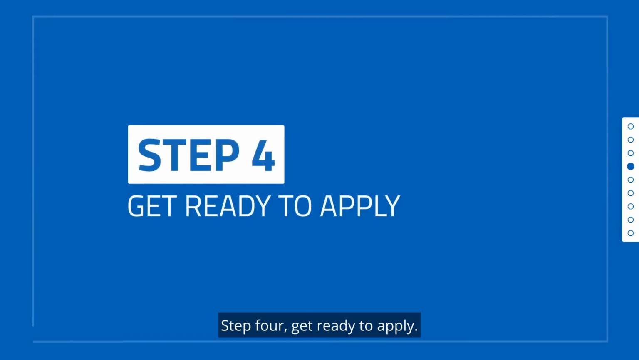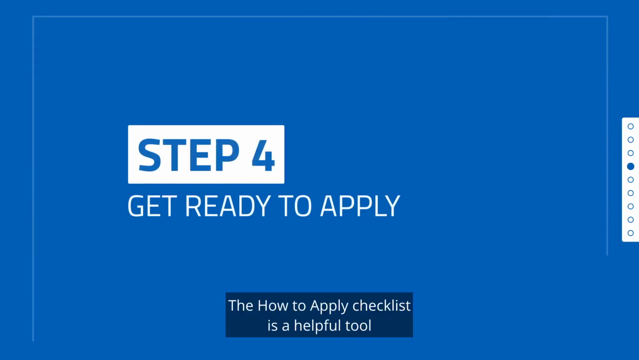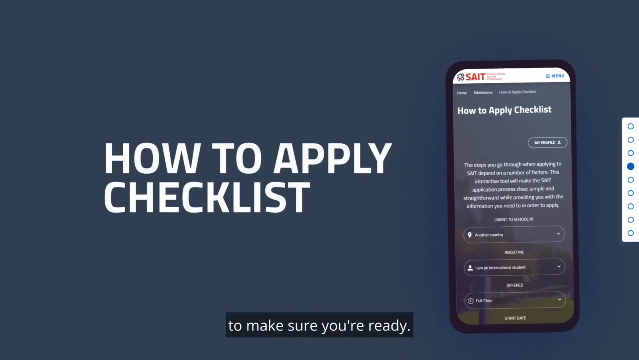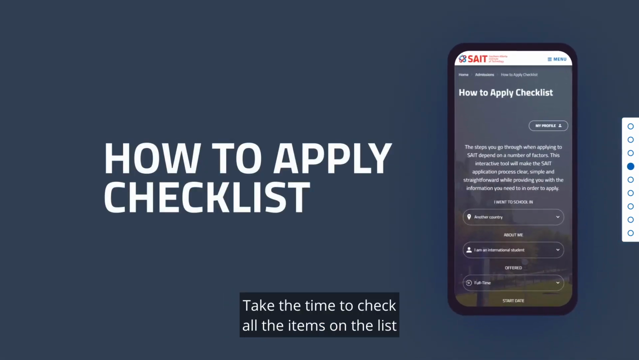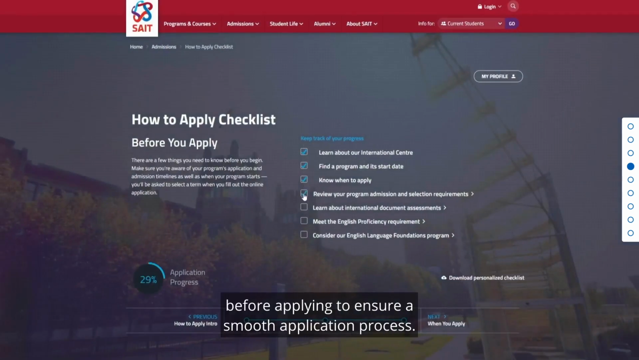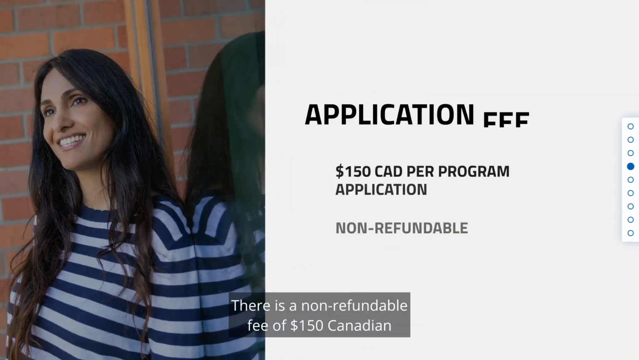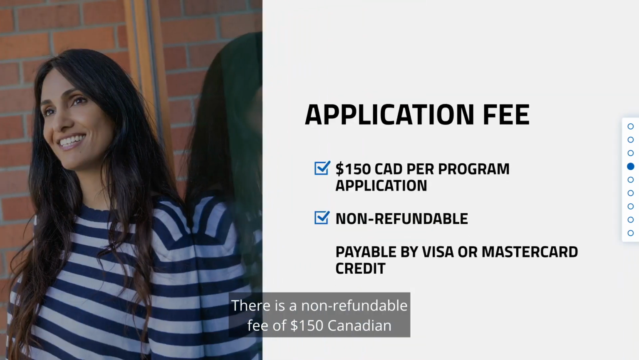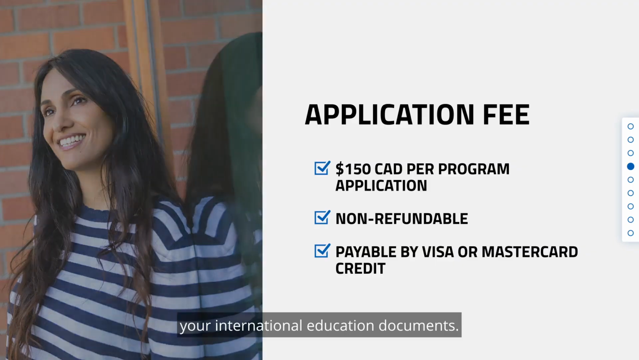Step 4. Get ready to apply. The How to Apply checklist is a helpful tool to make sure you're ready. Take the time to check all the items on the list before applying to ensure a smooth application process. There is a non-refundable fee of $150 Canadian per program application that covers the cost of processing your application and evaluating your international education documents.